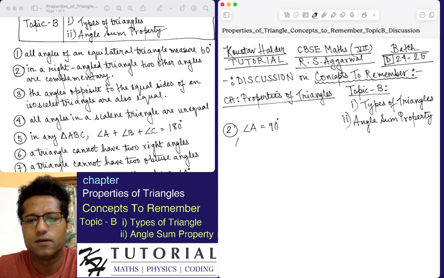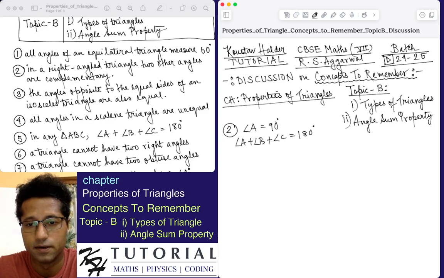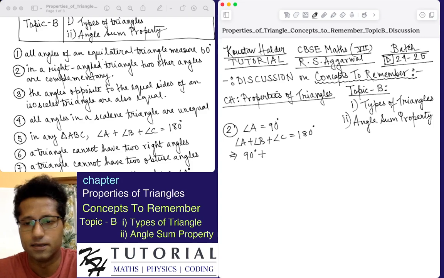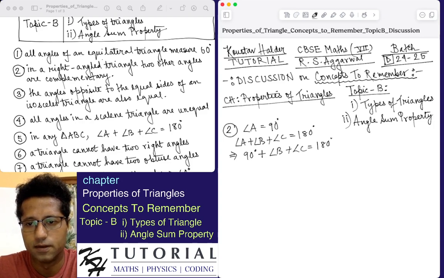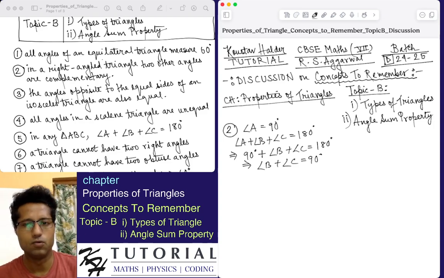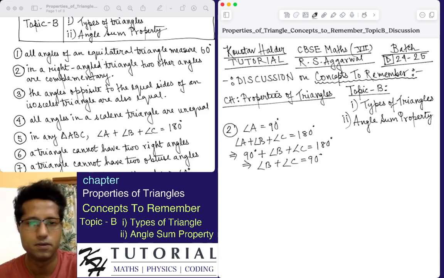Now we must have the sum of all the angles equal to 180 degrees. So we must have angle A plus angle B plus angle C equals 180 degrees. We have assumed that angle A in the triangle ABC is 90 degrees. So we have 90 plus angle B plus angle C equals 180 degrees. This implies angle B plus angle C equals 90 degrees. We know that if the sum of any two angles is 90 degrees, they are said to be complementary to each other.